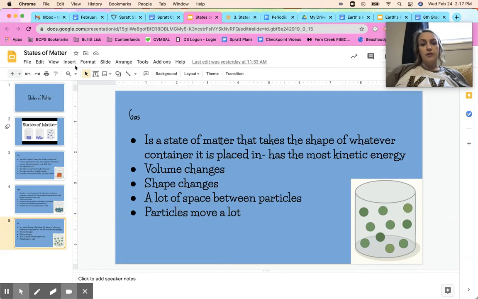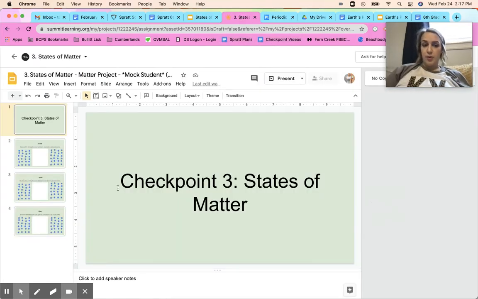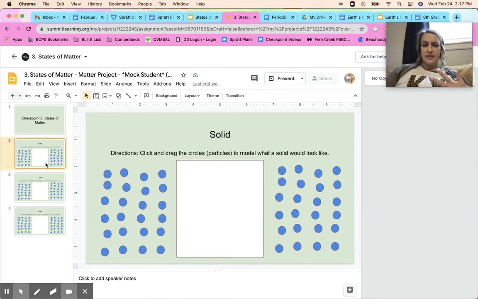So that is a quick overview of the 3 states of matter that you are going to have to be modeling in checkpoint 3. So checkpoint 3 is pretty self-explanatory. You are just clicking and dragging the circles or the particles to model what a solid would look like. One thing I want you to remember is that with a solid, it is its own shape. It is its own definite shape. So when you're putting those particles into the box, make sure you're making a definite shape on its own.